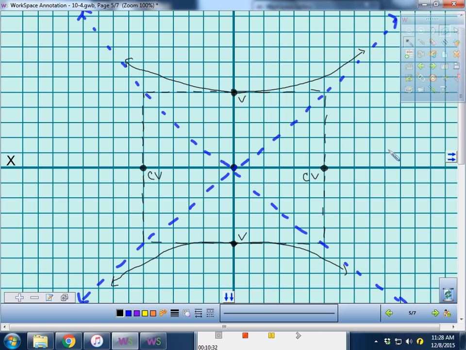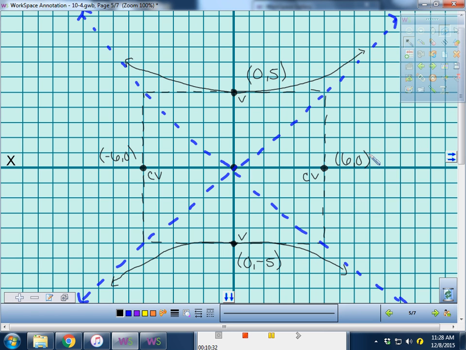Now I'm going to ask you to identify your co-vertices and vertices by labeling them. So this vertex is at 0, 5. This vertex is at 0, -5. This co-vertex is at 6, 0. And this one is at -6, 0.